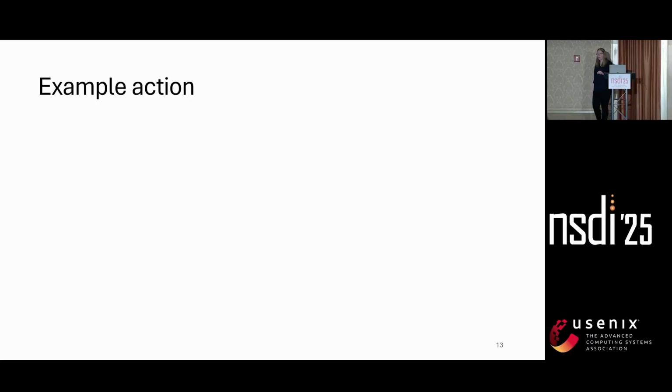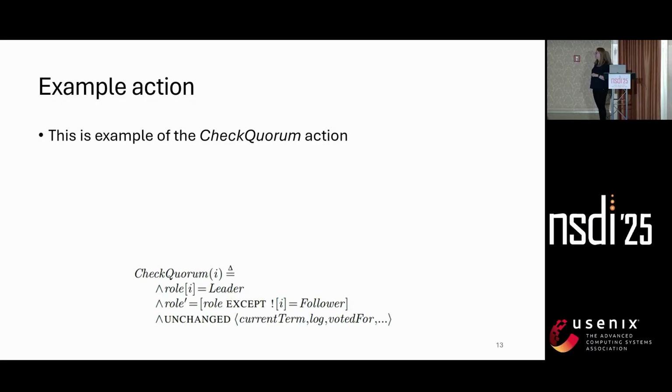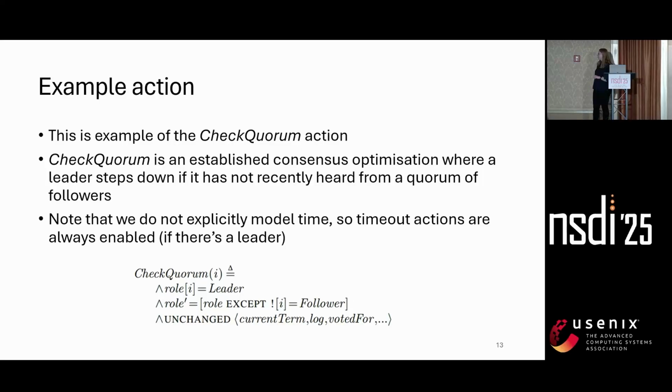Here's an example of what one of those actions looks like. This is an action that's called check quorum. And I will read out in English what this TLA+ says. This is saying check quorum of node i is equal to: when the role of node i is leader, and role prime, which means the role in the next state, is the same except that node i is now follower, and all the other variables in our system are completely unchanged.